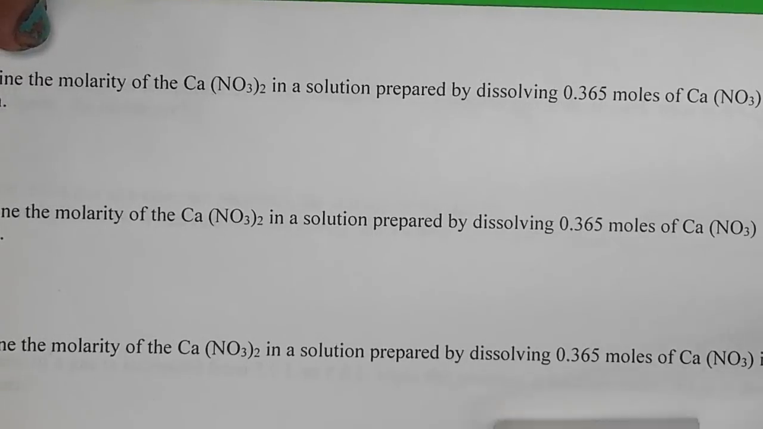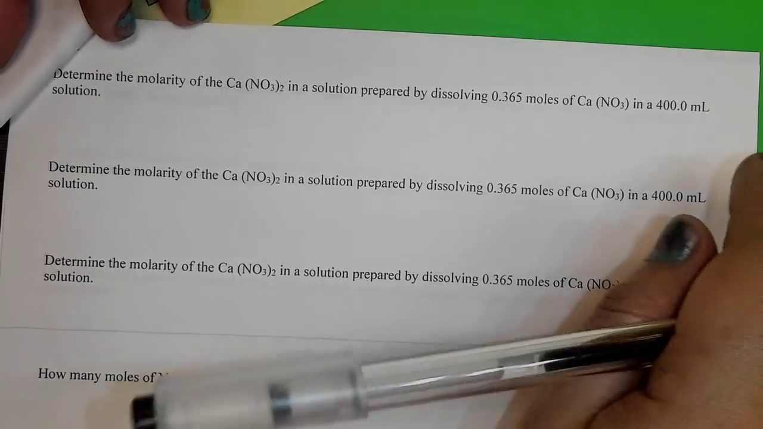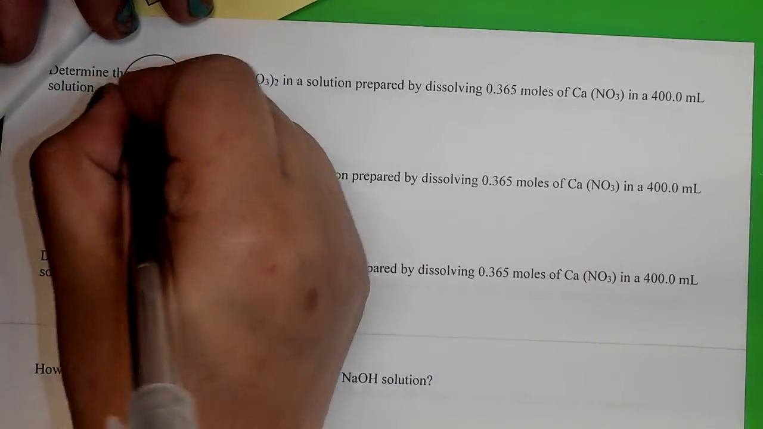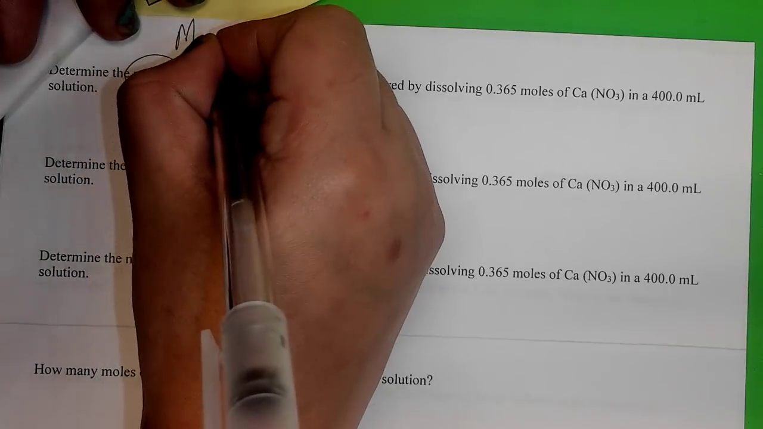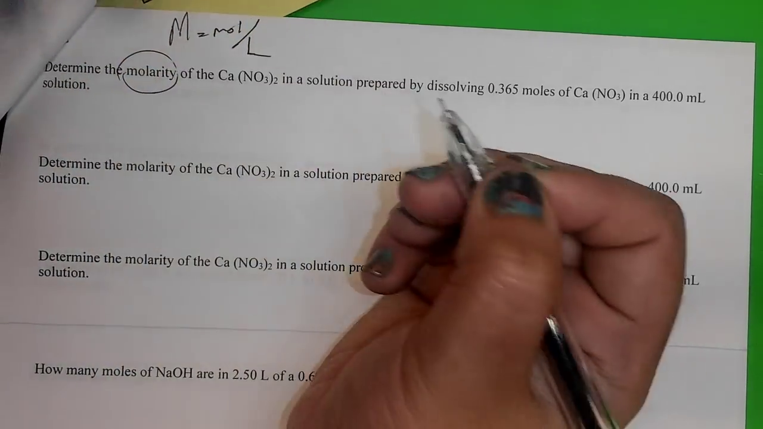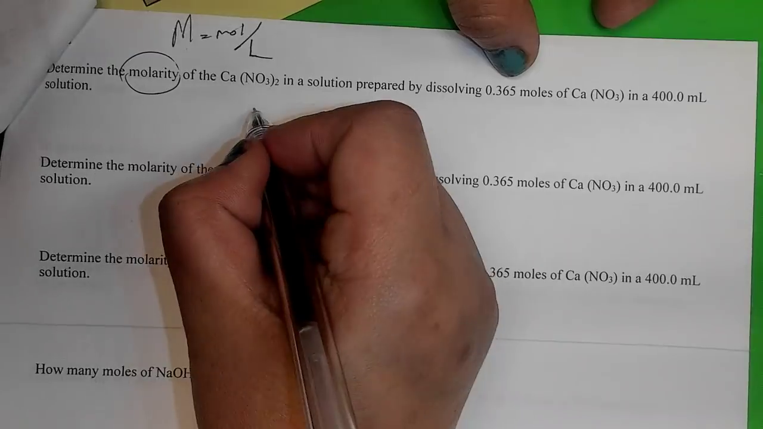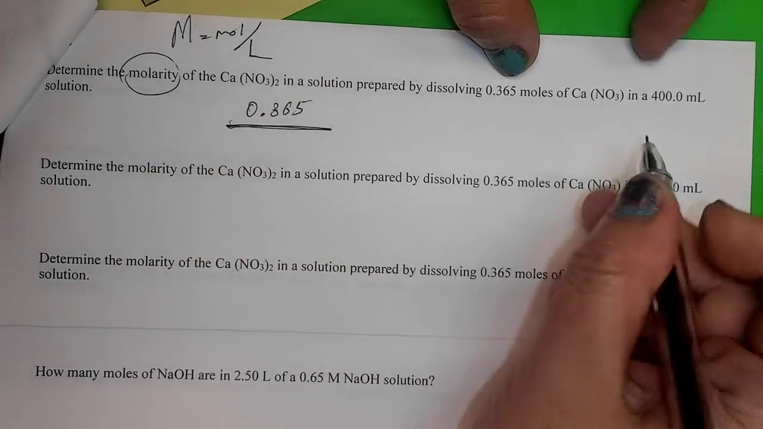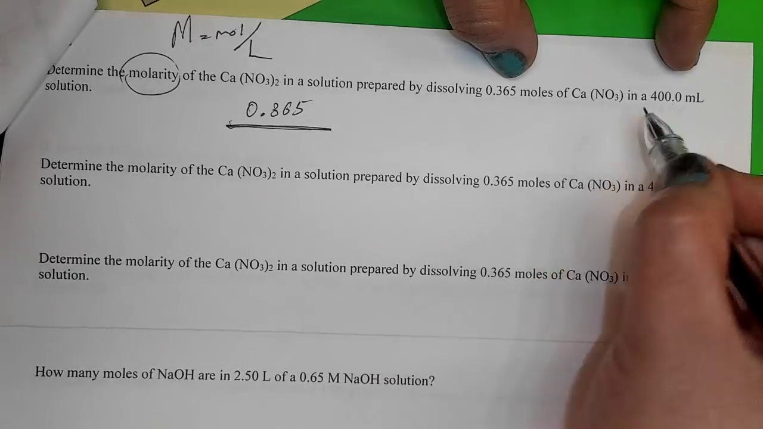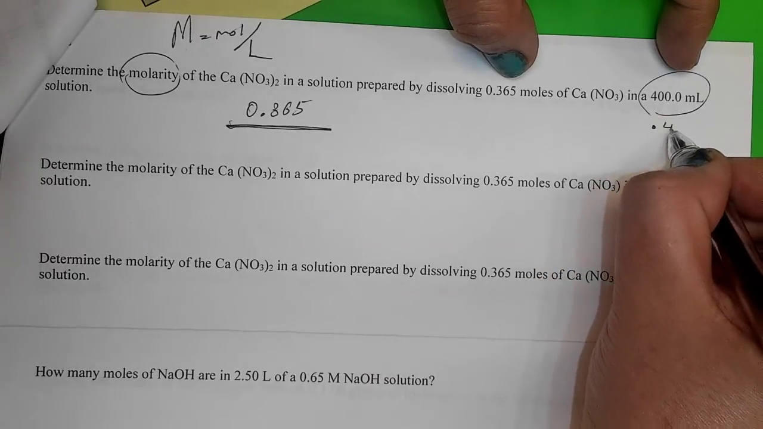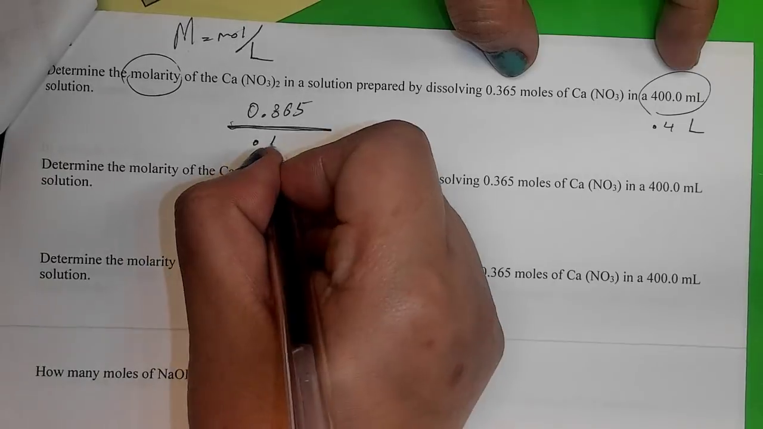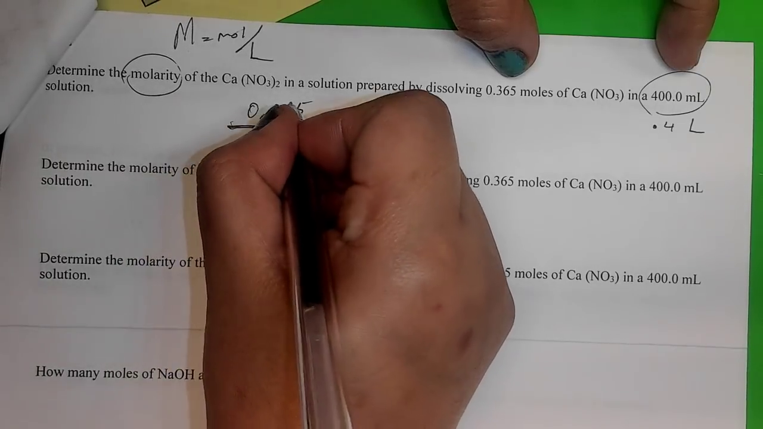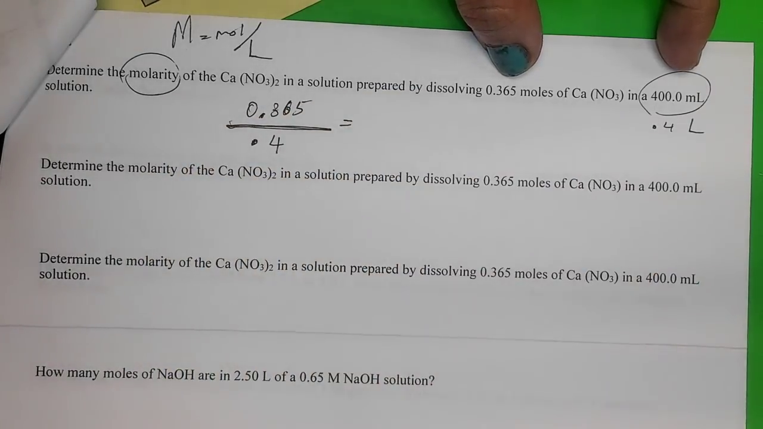These are formulas that you have to remember that you're using. Molarity is mole over liter, mole divided by liter. We already have the mole. 0.365 divided by milliliters, so we need to change into liters. That becomes 0.4 liter. Okay, 0.4. You're going to divide these, and then that's your answer.